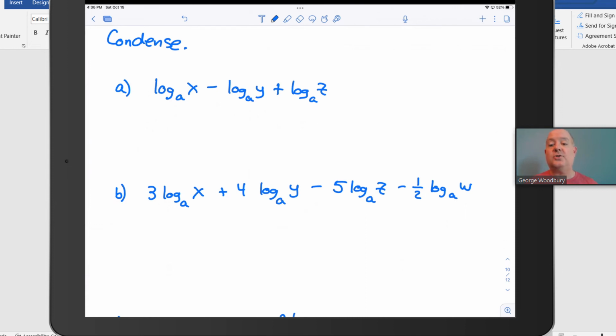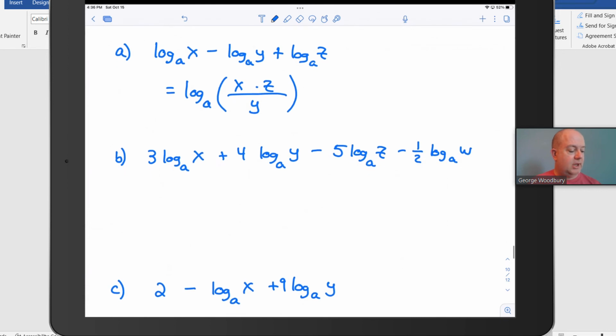There are no coefficients in part A, so this can just become log base A. X is going to be in the numerator because it's positive. Y is in the denominator because it's negative. Z is in the numerator because it's positive. That's the way we can condense those three separate logarithms into one. For B, same idea.